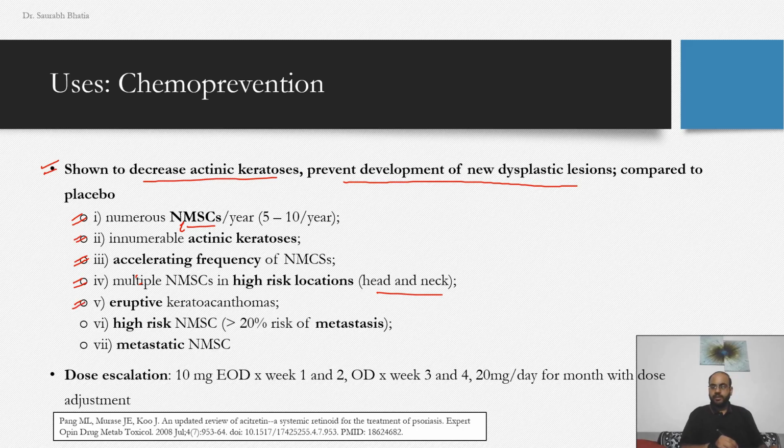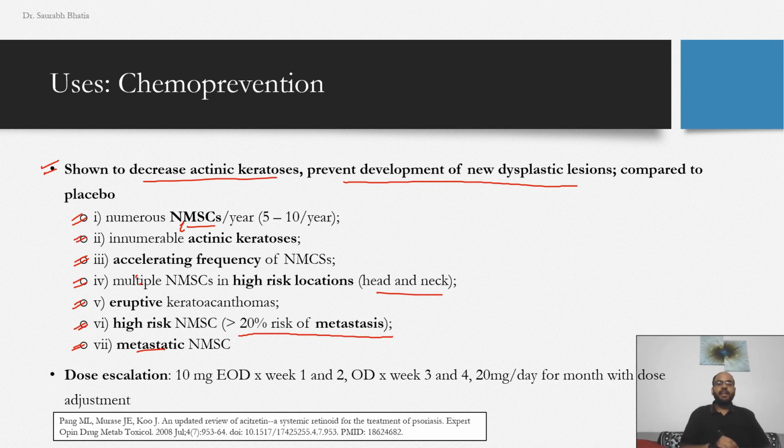Eruptive keratoacanthomas if they are very fast growing, high risk NMSC, which have more than 20% risk of metastasis, or if the NMSC is already in metastasis phase. So these are the indications in which acitretin should be used as a chemopreventive agent.